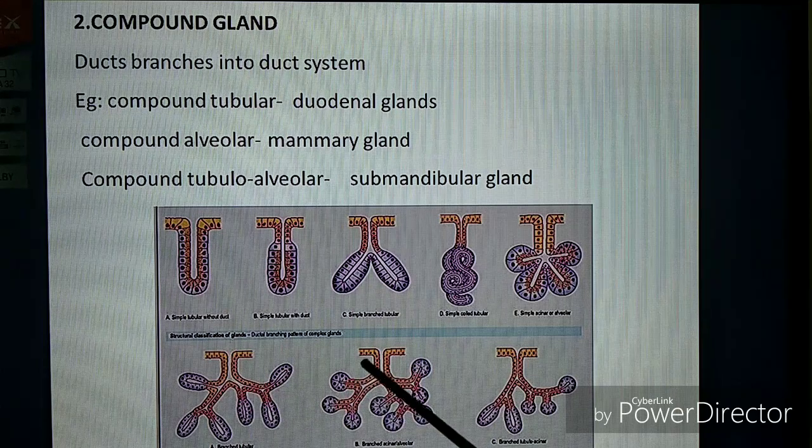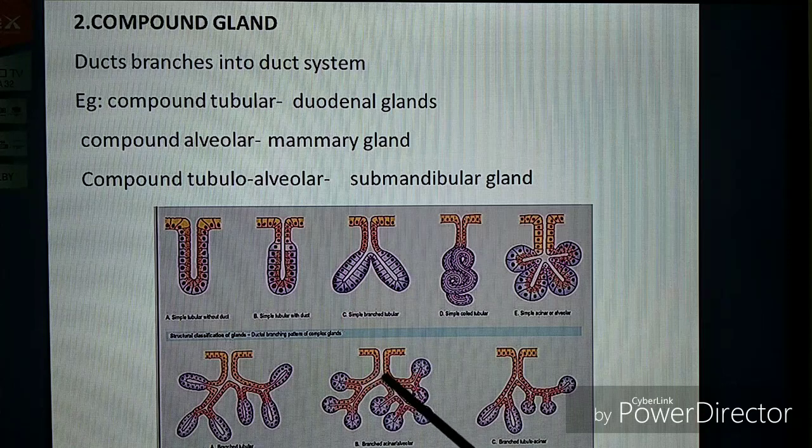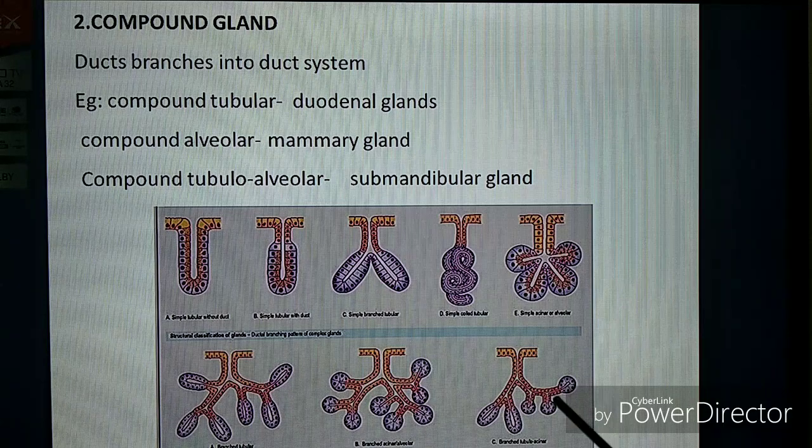Second variety is compound alveolar. There we can see the branching pattern of the duct. Again, the secretory portion or the glandular tissue will be alveolar or flask shaped. Again, we have tubulo-alveolar, compound tubulo-alveolar. That means here the duct pattern is the branching pattern. Additionally, in the secretory or glandular tissue, we can see both tubular and alveolar in the same gland itself.